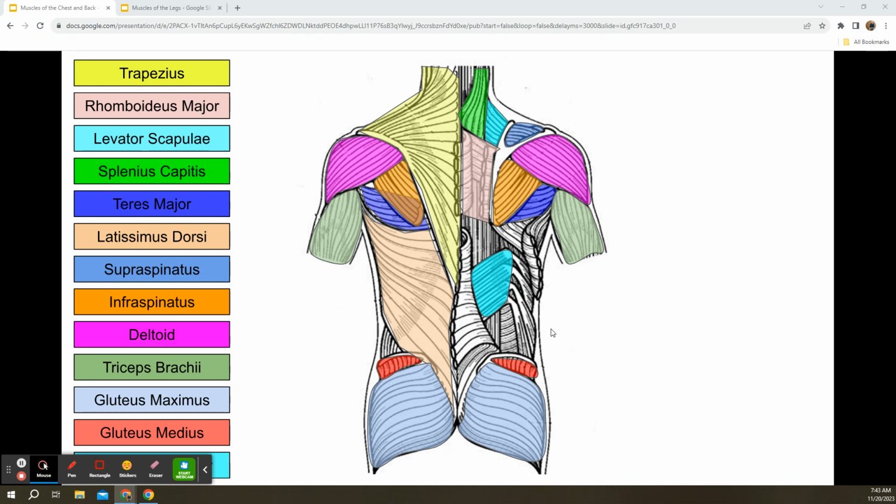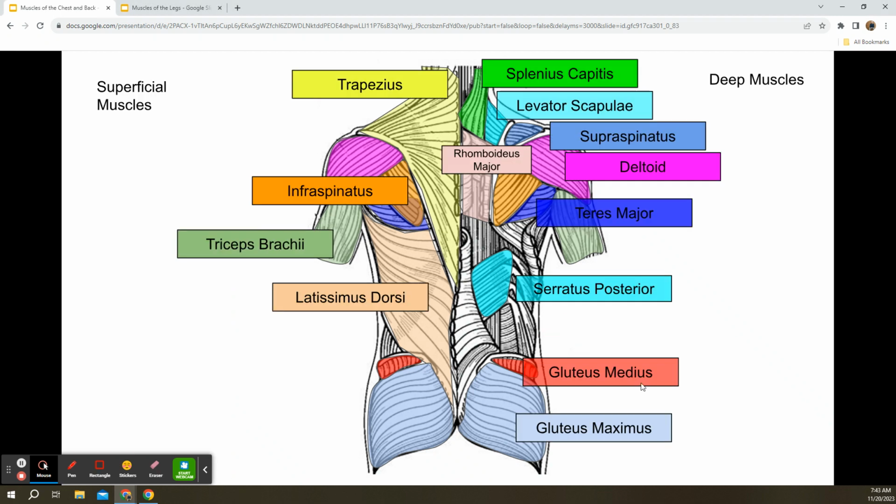So take a minute, make sure you're coloring these all in, but that is just another view of what these all look like. So at this point, I would pause the video to make sure you are coloring these all in and labeling them to the best of your ability. And then feel free to rewatch what is already recorded to get the rest of your definitions from. Definitions, actions, insertions, or origins of any of those.